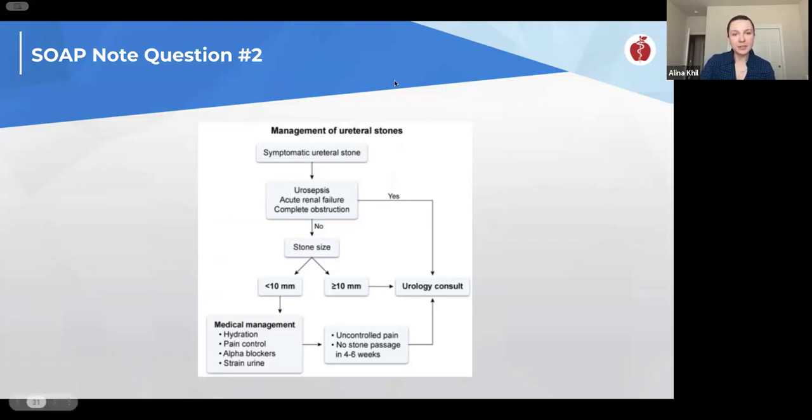Whenever someone is presenting with a kidney stone, the first three things we really want to assess for is: is this patient in sepsis? Do they have acute renal failure? And is there complete obstruction? We did have a fever here, and his blood pressure was slightly low, so this may be somebody who's beginning to have sepsis.